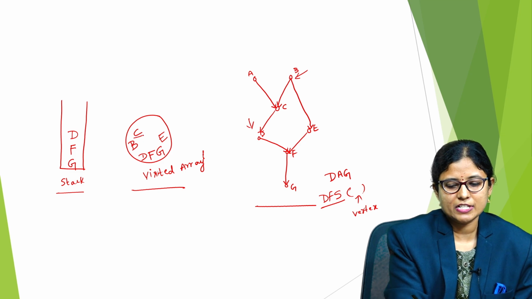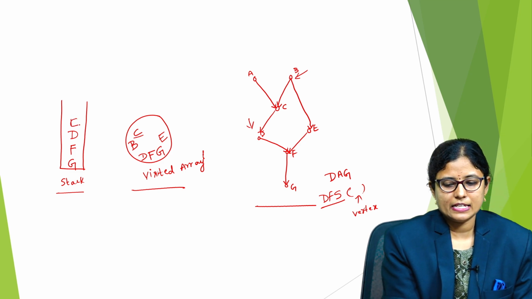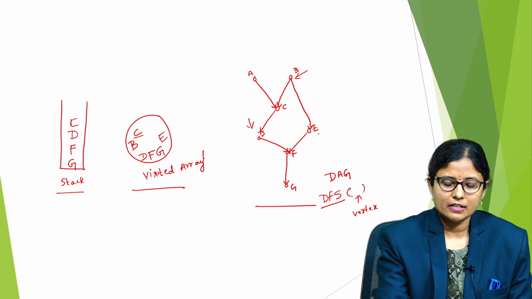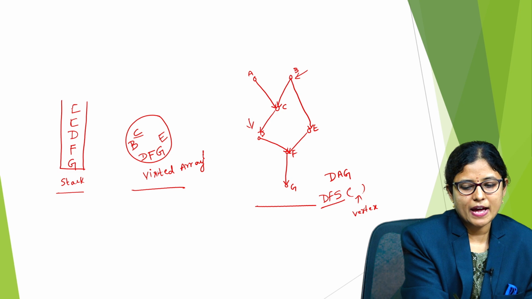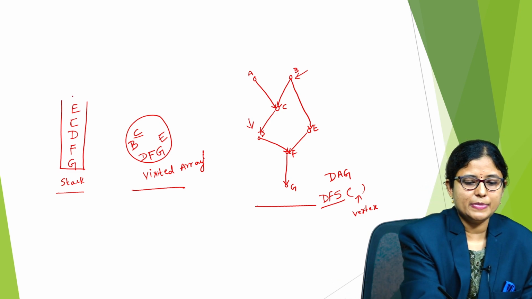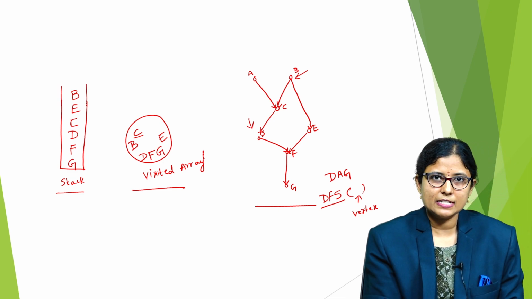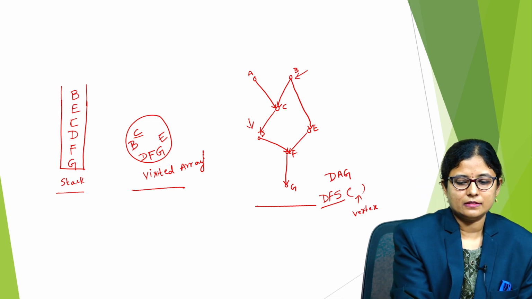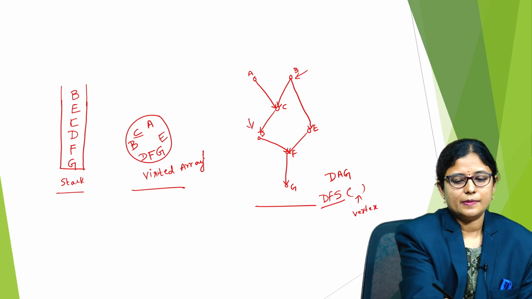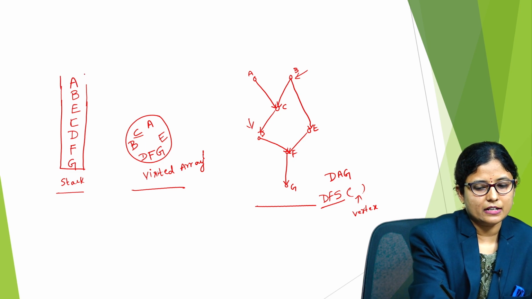Since C is already visited, we have to push the vertex C into the stack. Now the vertex E also should be pushed into the stack, and also the vertex B. What is the remaining vertex? The vertex A. Mark the vertex A in the visited array and push the vertex A into the stack.